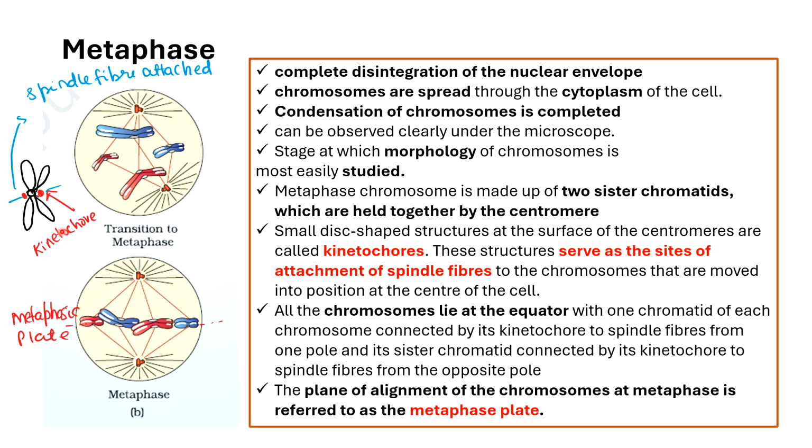If you see the structure of the condensed chromosome in metaphase, it has something called the centromere, and its chromatids. Now, in the centromere, it has a protein disc which is called the kinetochore. These kinetochores serve as the sites of attachment of the spindle fibers. The chromosomes lie at the equator, and the plane of the alignment of the chromosomes is called the metaphasic plate. This metaphase is widely used to study the morphology of the chromosomes, right? So that's all about the metaphase.